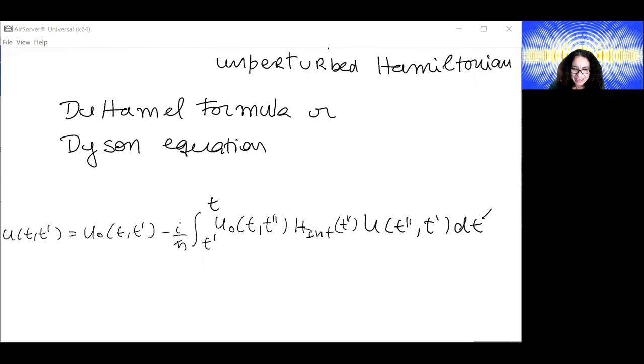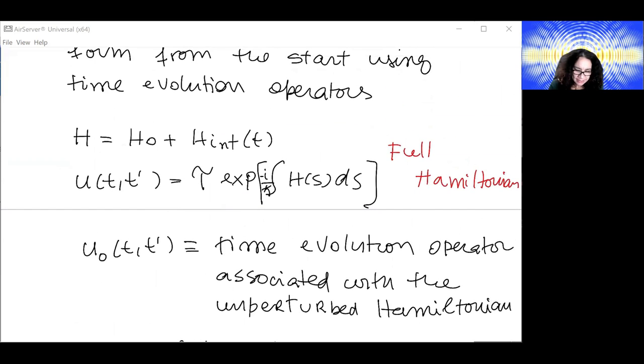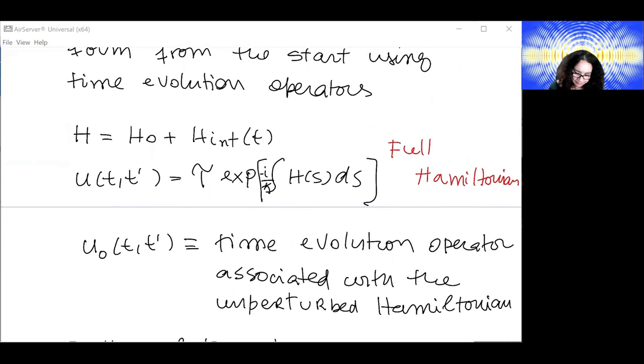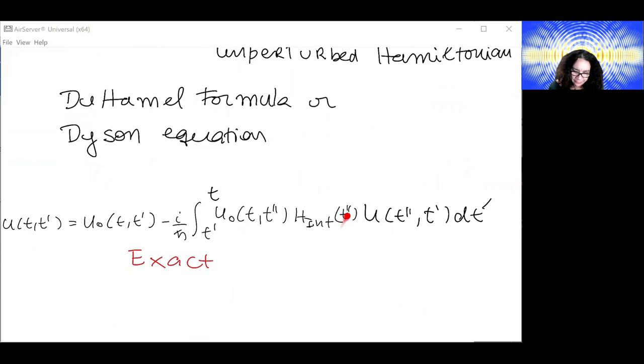So this is an exact integral equation. And if you see, you have here the full time evolution operator associated with the full Hamiltonian H, which is this guy, whereby this is the unperturbed part and this is the perturbation. Here you have the interaction Hamiltonian. Here you have U naught.